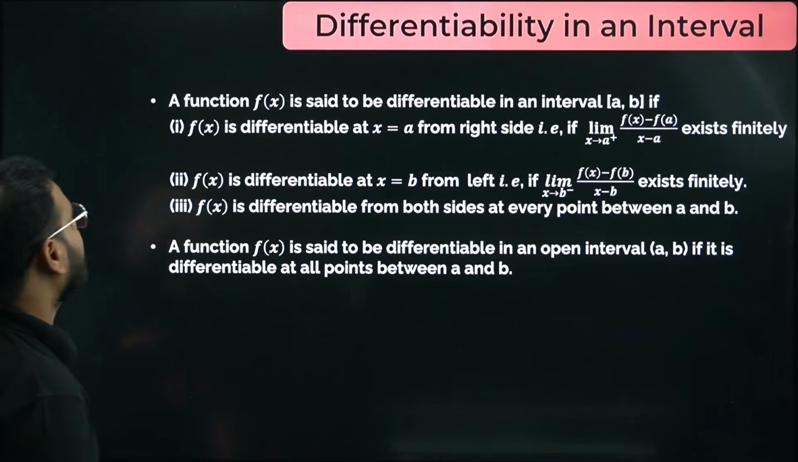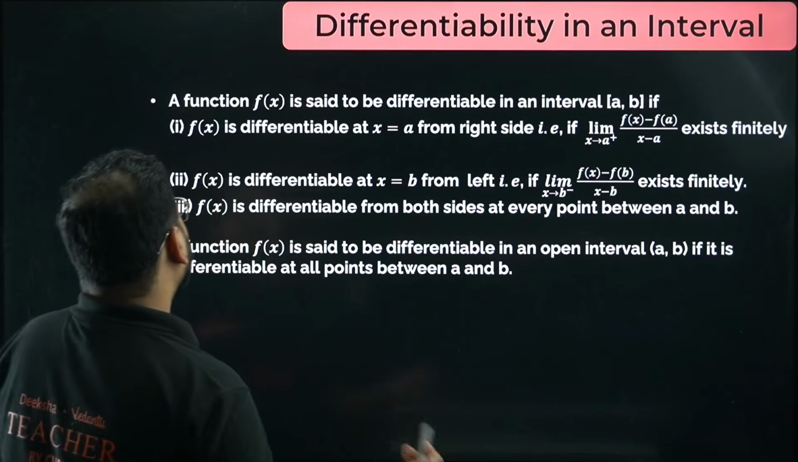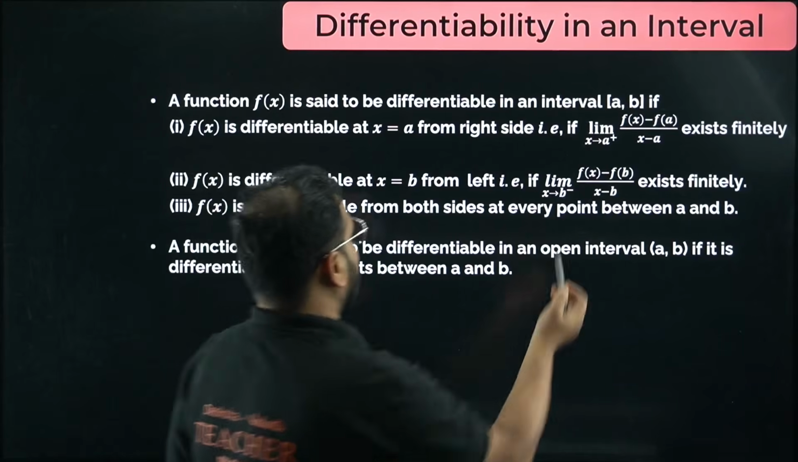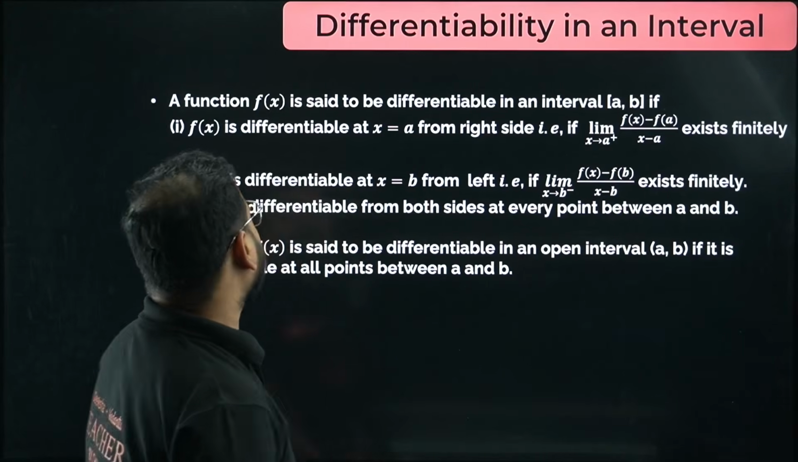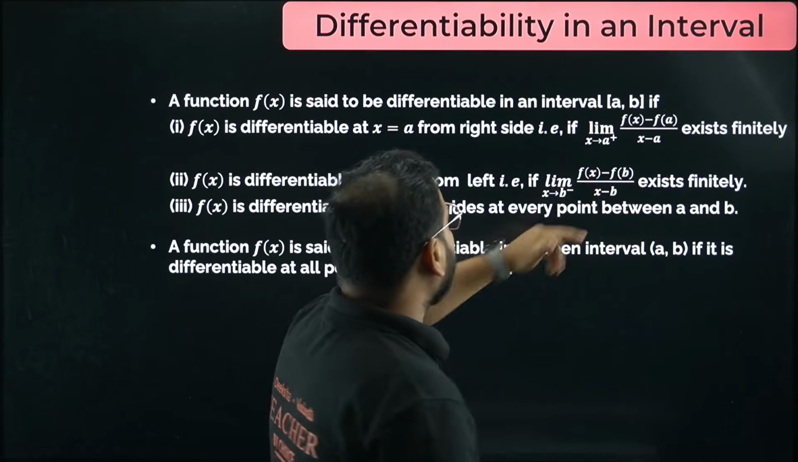Simple but important: differentiability in an interval. We have it for an open interval, and this is for a closed interval, a comma b. f(x) is said to be differentiable in the interval a comma b when what happens?